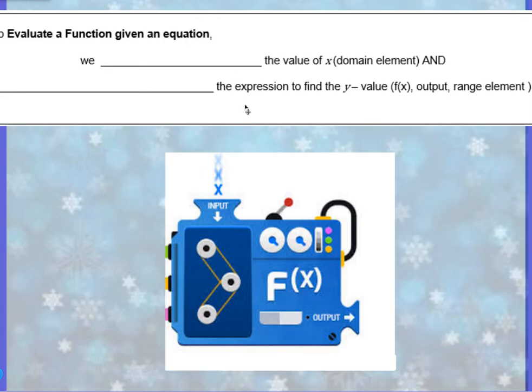To evaluate a function given an equation in the examples you're going to take a look at tonight, we always input the value of x, which we learned today is really our domain element, and then we evaluate or simplify the expression to find the y value. Our y value can be referred to in a couple different ways. It's really the output, which we saw can be represented by f of x, and it's also our element that comes from the range.